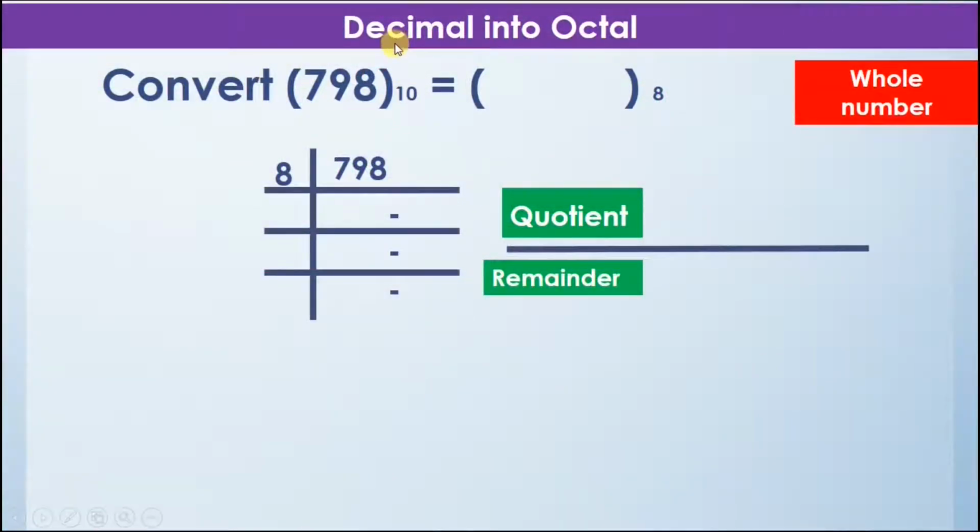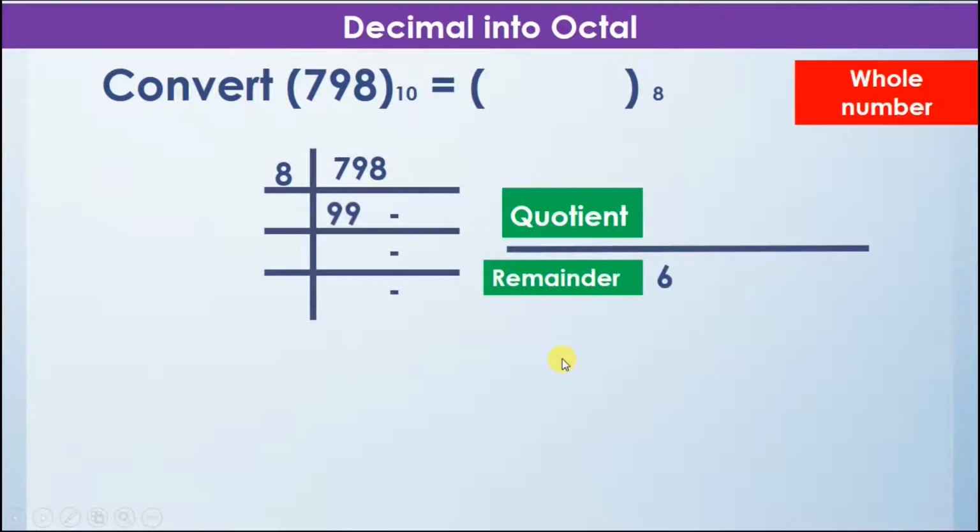So here we will convert decimal into octal using whole number. And the whole number that is given to us is 798 in decimal, and we have to convert it into octal. As we have to convert the number into octal, so we will divide the number by 8 using the method of prime factorization. So first of all, 798 is divided by 8. So we get the quotient 99 and remainder is equal to 6.